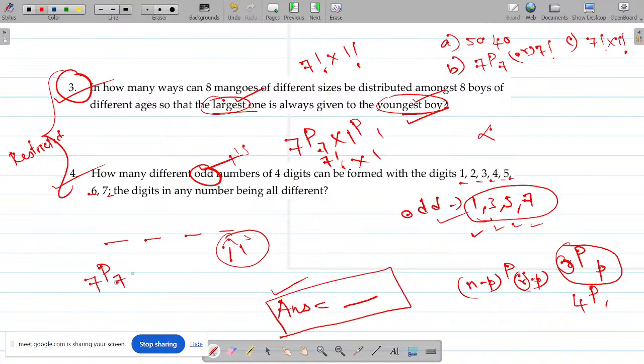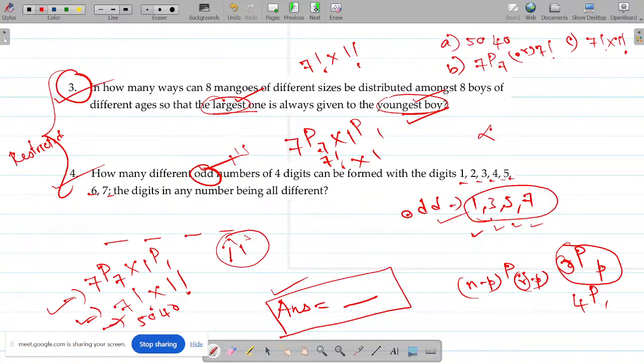This is one step, 1P1. The next step will be 7P7 can be written as 7 factorial into 1 factorial. This is another step. And the last, final answer is 5040. Any one step can be given as an answer in the options. So from A, B, C, and D, you can have any one step as the answer. So this is about the fourth and third problem.